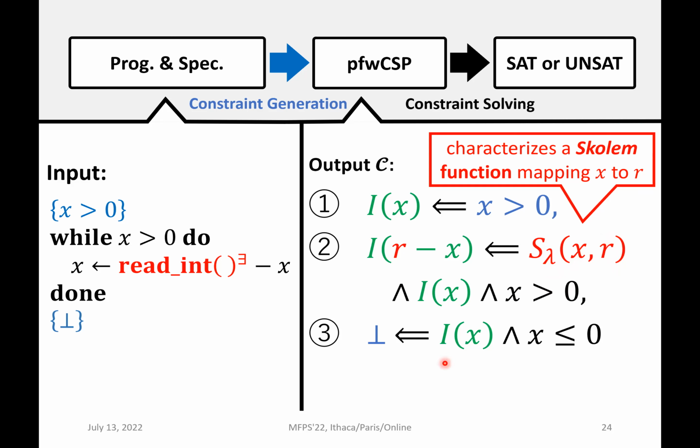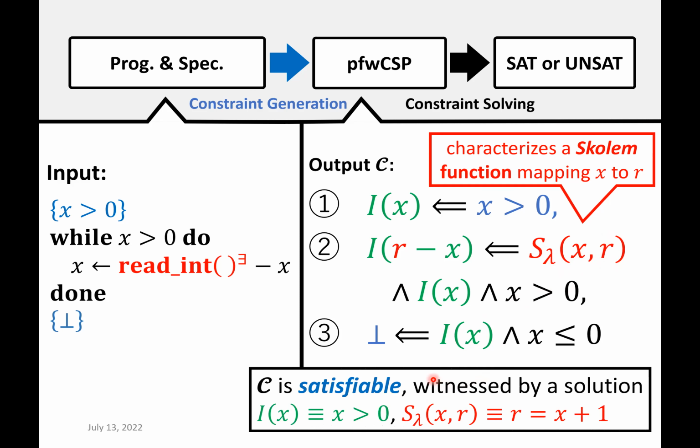And we can solve this; the set of constraints actually is satisfiable. For example, we have a solution like this. We have this invariant preserved by this strategy. If we always take x plus 1, then the program never terminates. The loop never terminates.